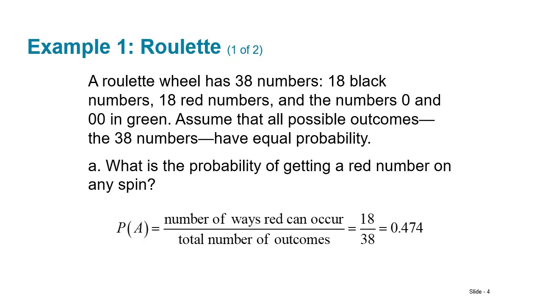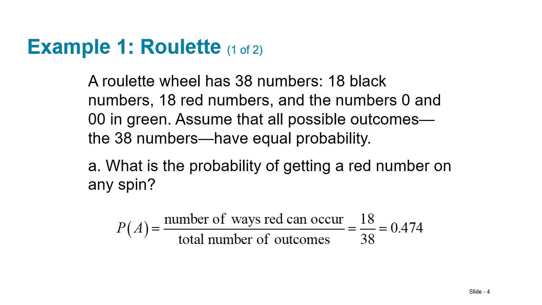Well, on any given spin, probability is always good over total. And if you want red, then red are the good, right? And there are 18 red, so that's your good of 18. And then the total is just the 38 total numbers. So good over total gives you 18 over 38, which reduces to 0.474 as a decimal.